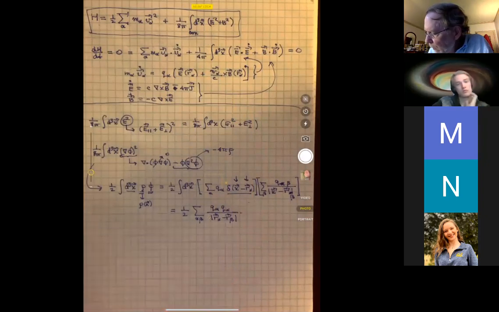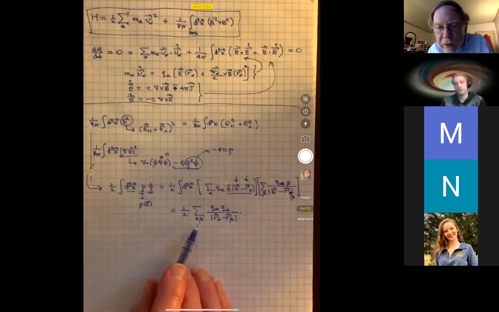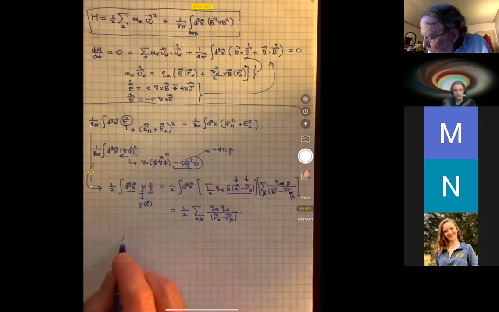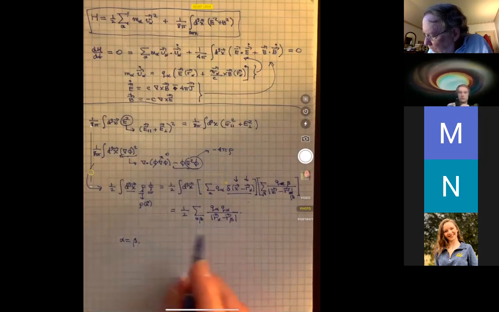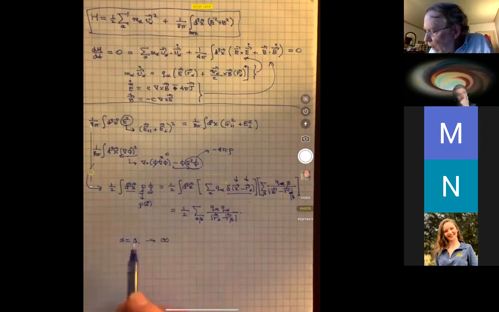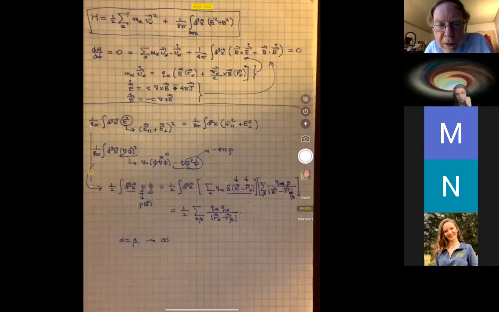Now, there is a problem with this result, however, which is what happens when you look at the diagonal elements, alpha equals beta, because in that case the denominator goes to 0, and the answer gives us an infinity. We get an infinite contribution to the potential energy of the particles among themselves. Really, if alpha is equal to beta, it's the potential energy of the particle with itself. That is to say, it's the self-potential energy.